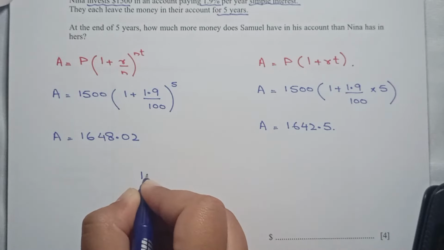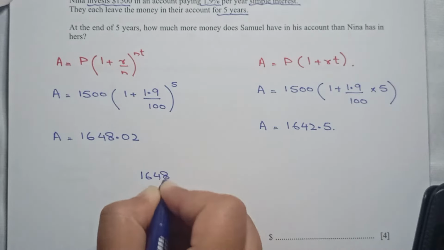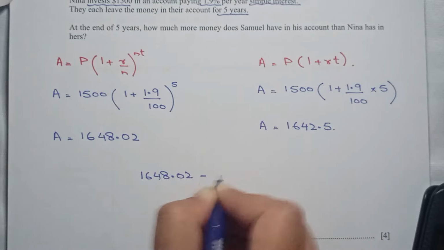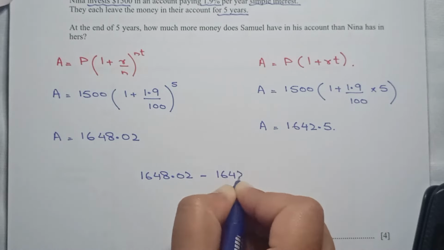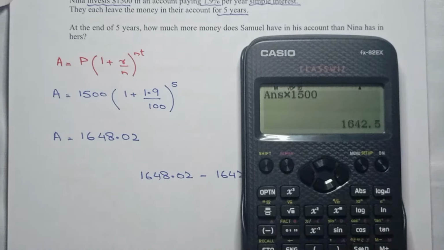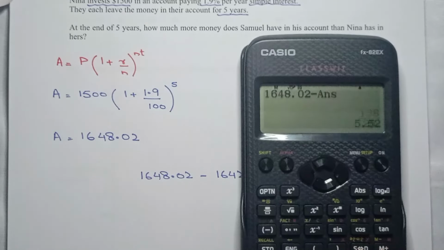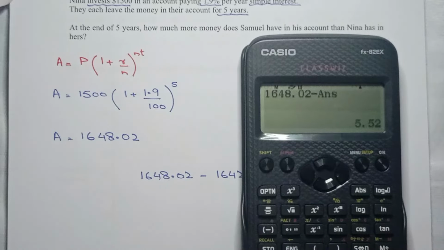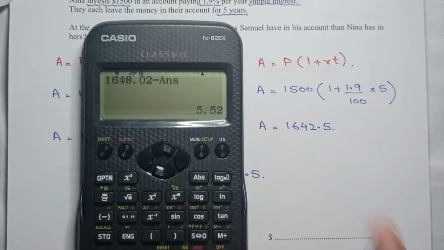So 1648.02 subtract 1642.5. Okay, so 1648.02 subtract Nina's, it would be $5.52.